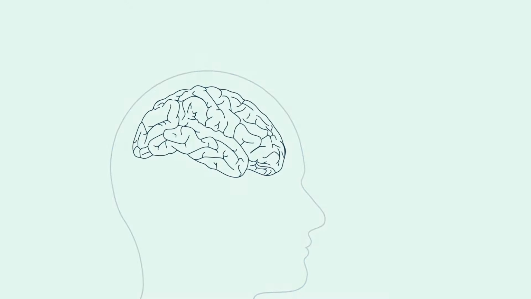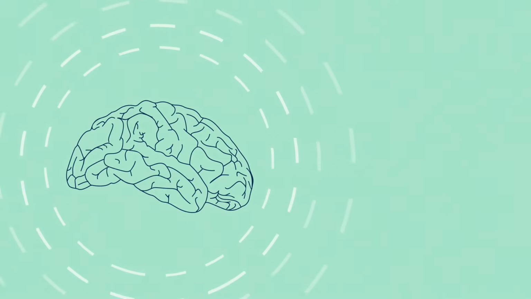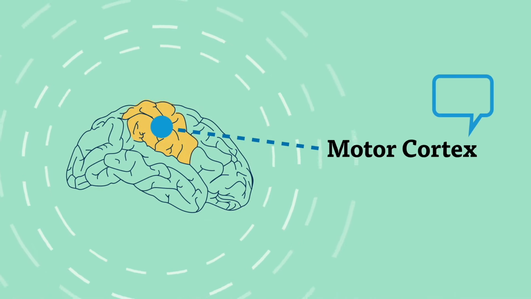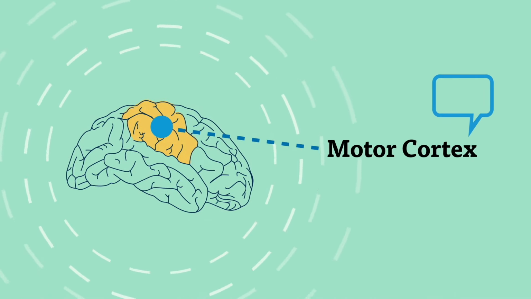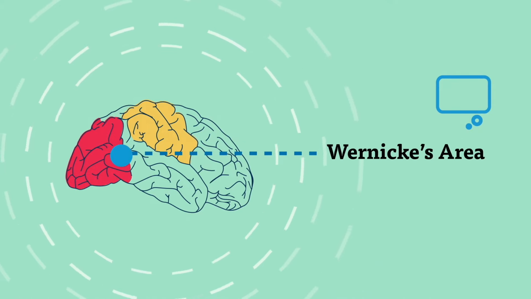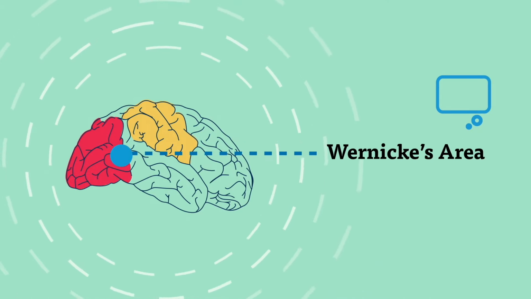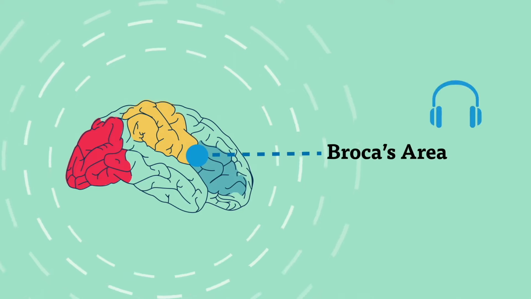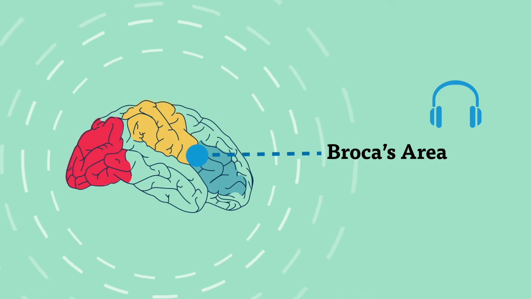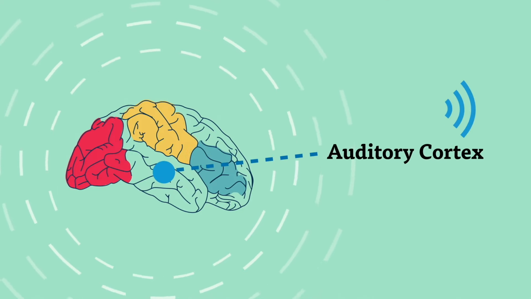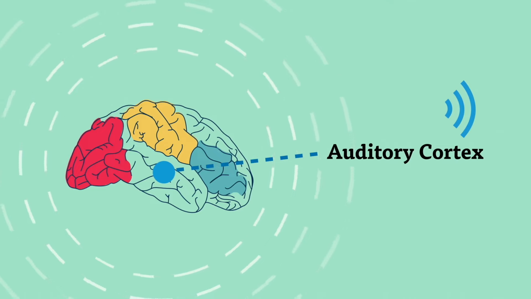Bilingual brains are more developed in areas that organize and process speech. The motor cortex, which controls the lips and mouth. The Wernicke's area, where the brain organizes language for active speech. The Broca's area, where language sounds are processed. And the auditory cortex, where auditory stimuli is received.